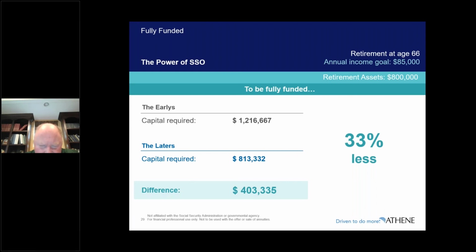Everything is exactly the same. The only difference between the earlies and the laters is when and how they take benefits, and the impact on the probability of success of this plan is profound. They go from 50% underfunded and about a 50% probability of failure to nearly fully funded with a goal of meeting a 90+% probability of success. They have 800, they need 813.